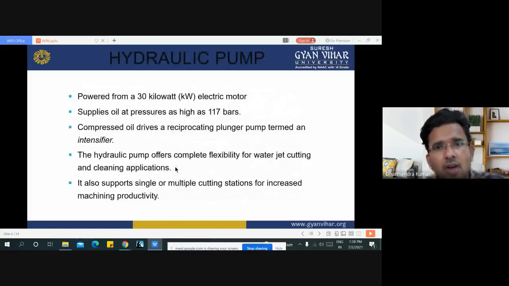These are some requirements and functions of the various components of the water jet machining process, like the hydraulic pump. It is powered from a 30 kilowatt electric motor and supplies oil at pressure as high as 117 bars. Compressed oil drives a reciprocating plunger pump termed the intensifier. The hydraulic pump offers complete flexibility for water jet cutting and cleaning applications. It also supports single or multiple cutting stations for increased machining productivity.